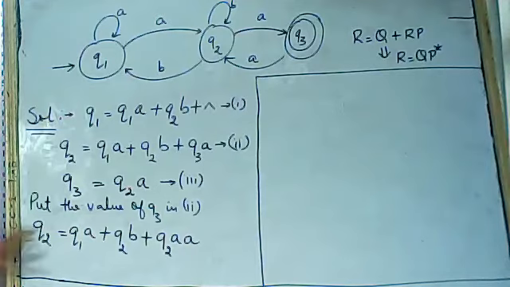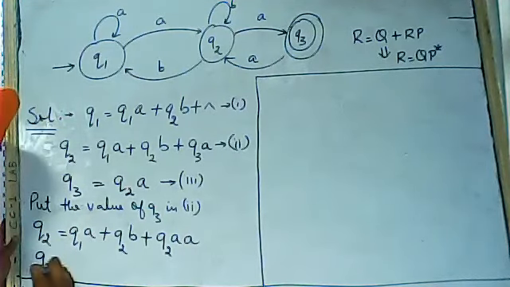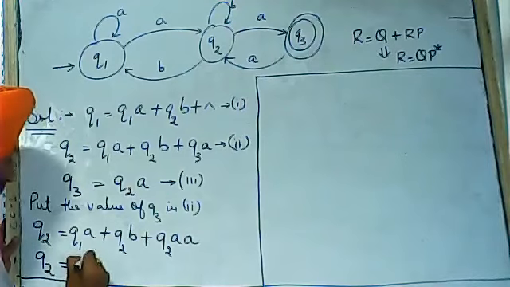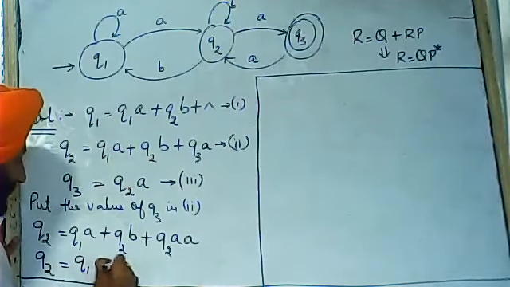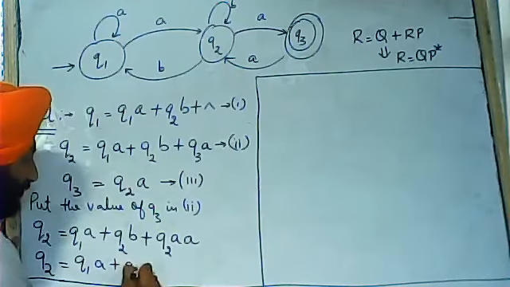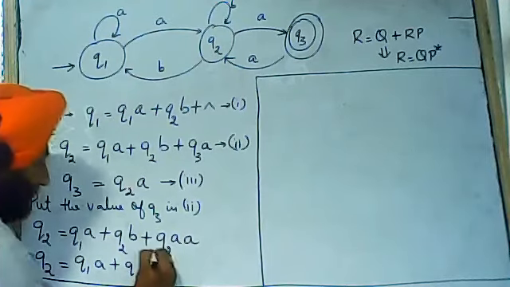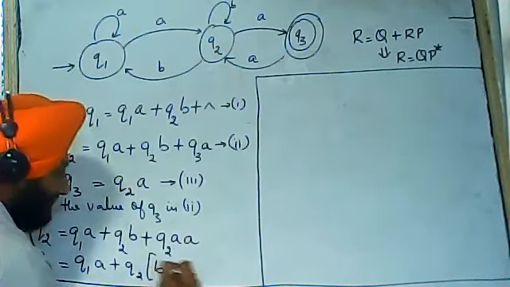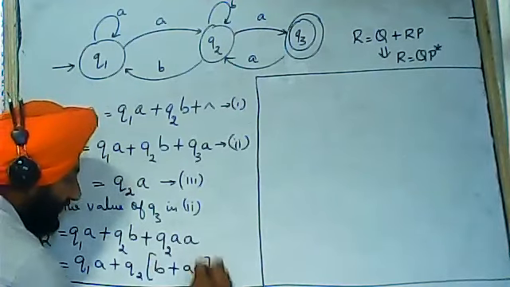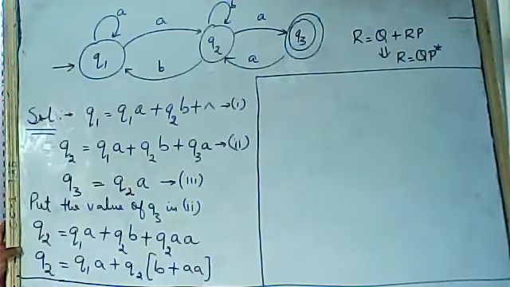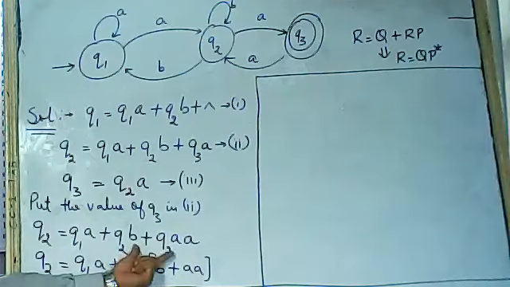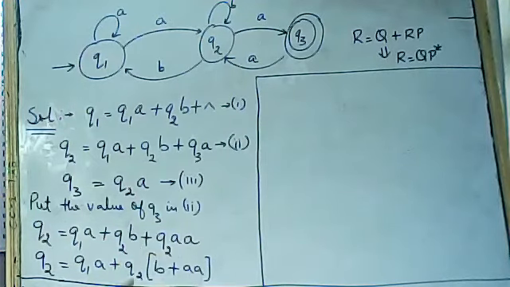So I will get this equation. After this, if you take Q2 as a common term, what is left inside? B plus AA, right? If you take Q2 from these two terms, what is left inside? B plus AA.